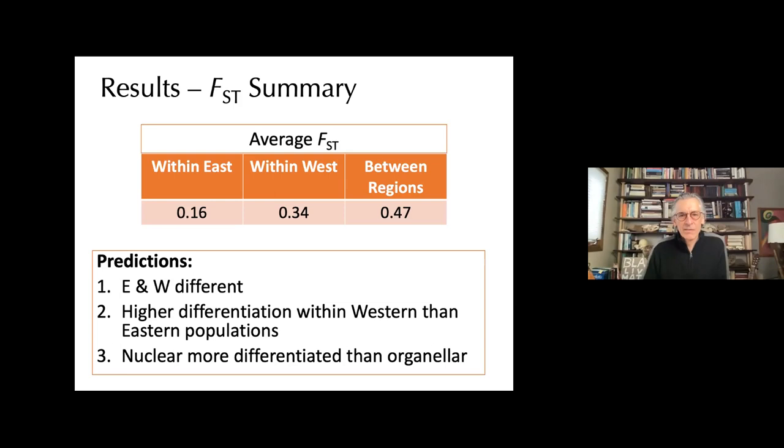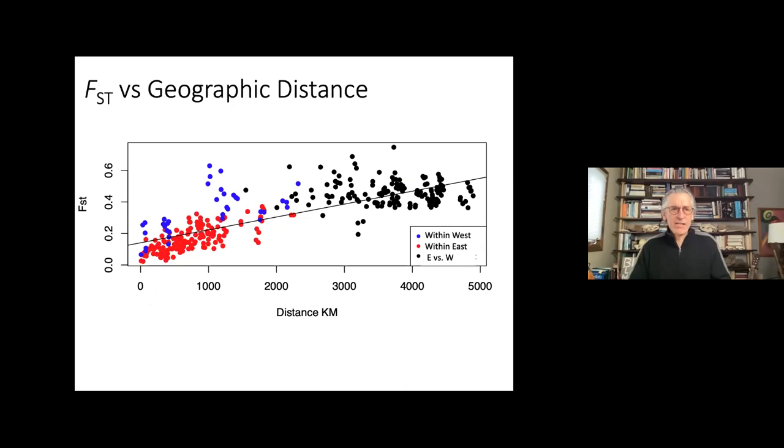We can also ask, how does differentiation as measured by FST, or it's the same with GST or G'ST, change with geographic distance? And here you can see that, as you would expect, there's an increase in population differentiation with geographic distance. In red is within the East, in blue is within the West, and the black is east versus west. And I think you can see that the blue has a higher gain, a higher slope, if you will, of differentiation with distance compared to the east. It's not really valid to draw lines through these points because the points share populations. Each point is a pair of populations.